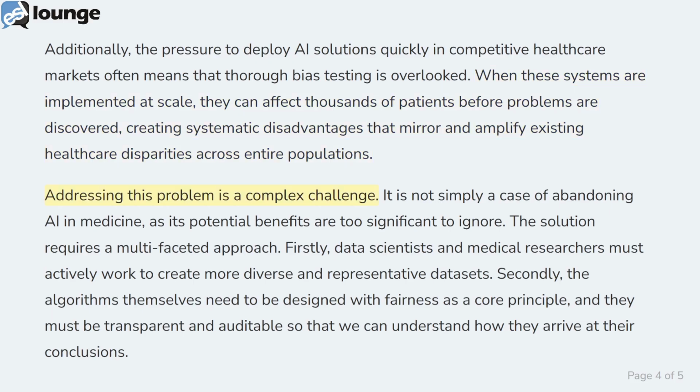Addressing this problem is a complex challenge. It is not simply a case of abandoning AI in medicine, as its potential benefits are too significant to ignore. The solution requires a multifaceted approach. Firstly, data scientists and medical researchers must actively work to create more diverse and representative datasets. Secondly, the algorithms themselves need to be designed with fairness as a core principle, and they must be transparent and auditable so that we can understand how they arrive at their conclusions. End of page 4. Let's continue.